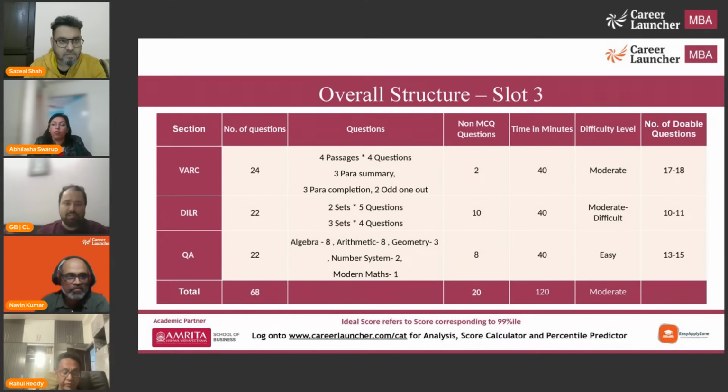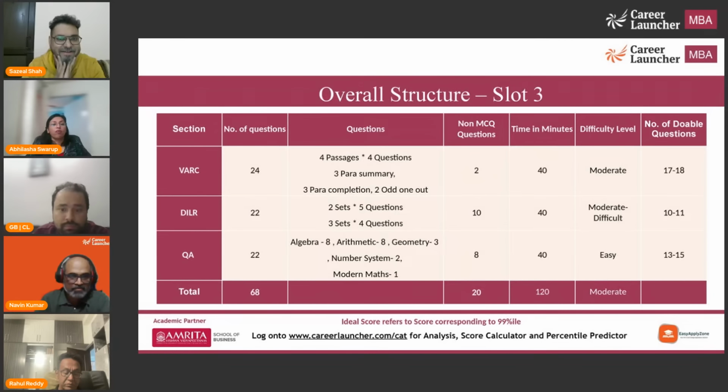This is what the paper was. The pattern was exactly the same as in the other two slots. The surprise element was 22 questions in DILR across all three slots and no para jumbles in verbal, which I think was the best surprise one could have gotten in this paper. Three more questions were no guesswork, but you could actually attempt them seriously and hopefully get a few marks.